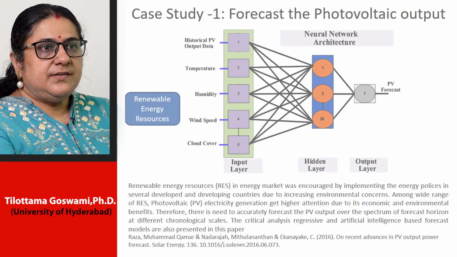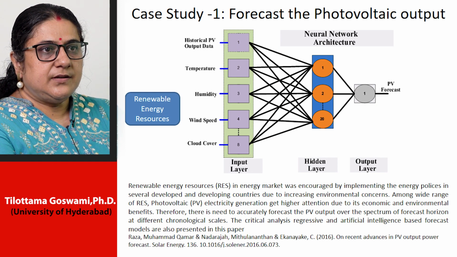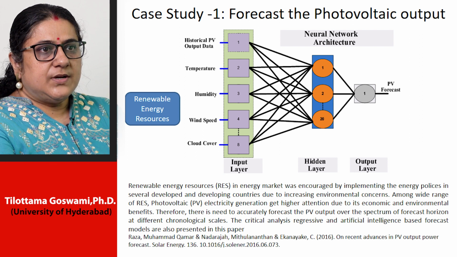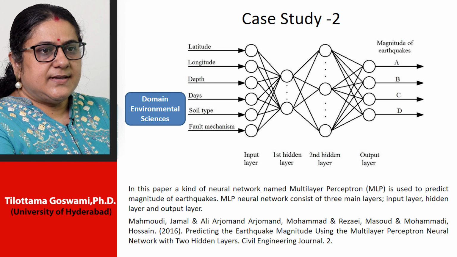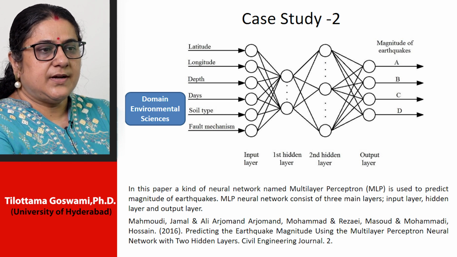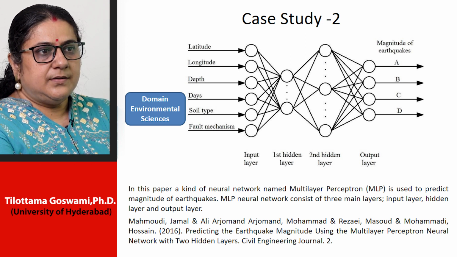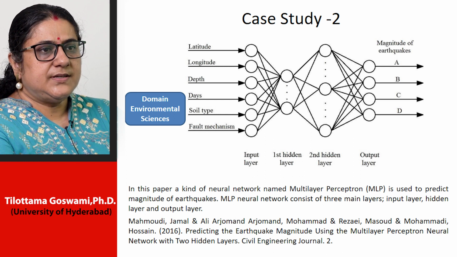Some of the case studies where we use this artificial neural network, feed forward: forecasting photovoltaic output in the domain of environmental science, and predicting the magnitude of earthquakes using the multi-layer perceptron consisting of the 3 main layers.